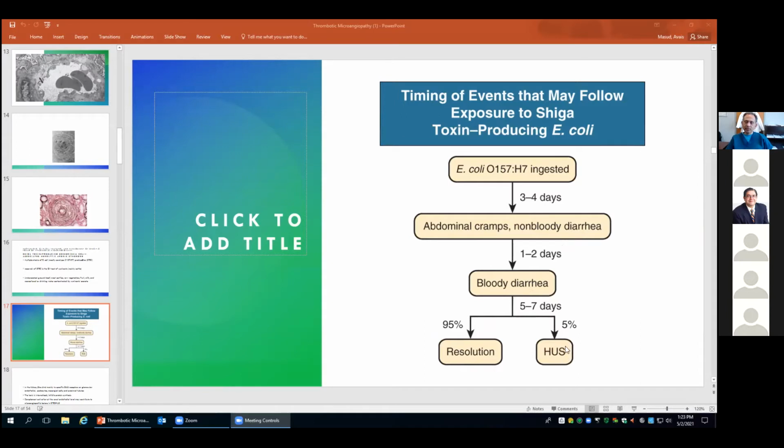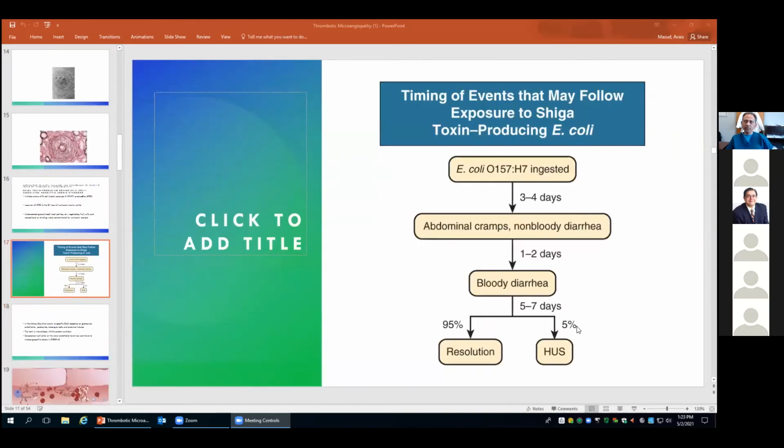Of the 5% with HUS, most of them eventually recover, but some have long-term consequences, either end-stage kidney disease or chronic kidney disease. Few deaths occur now, but they still happen in outbreaks. Actually, there was an outbreak in Germany about 10 years ago. It was a different strain, and I think out of 900 people, 58 actually died.